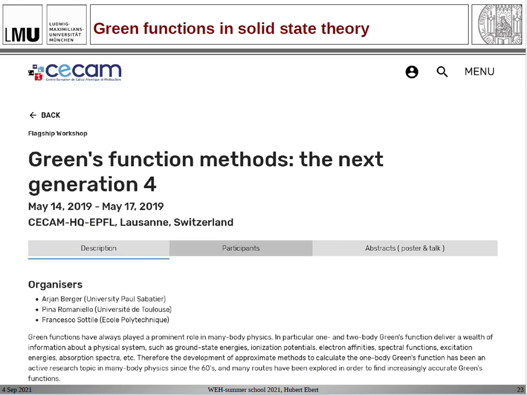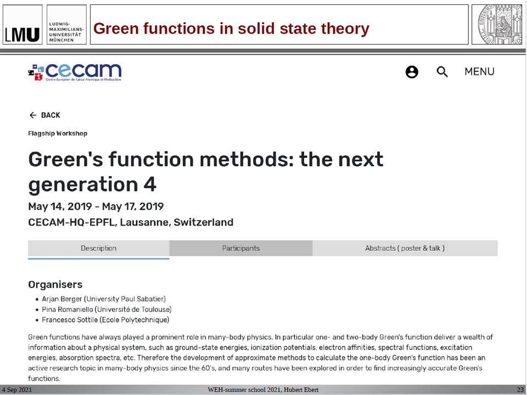Now, we are not the only people who are interested in Green's functions. This you can see from that announcement of the fourth workshop in this series on calculation of Green's functions, to be used for various types of problems in solid-state physics.